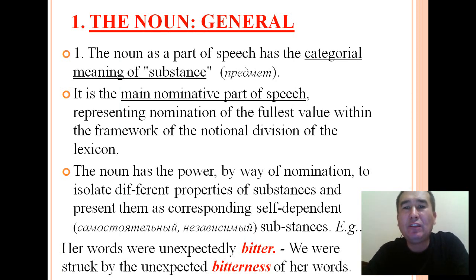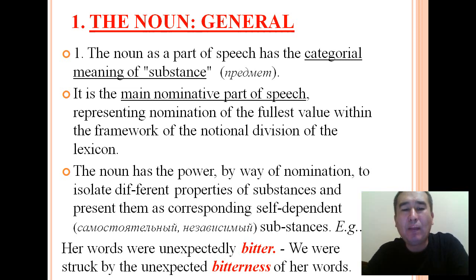The noun as a part of speech has the categorical meaning of substance, предмет. Предметный ifade. It is the main nominative part of speech representing nomination of the fullest value within the framework of the notional division of the lexicon. The noun has the power, by way of nomination, to isolate different properties of substance and present them as corresponding self-dependent substances. For example, her words were unexpectedly bitter.